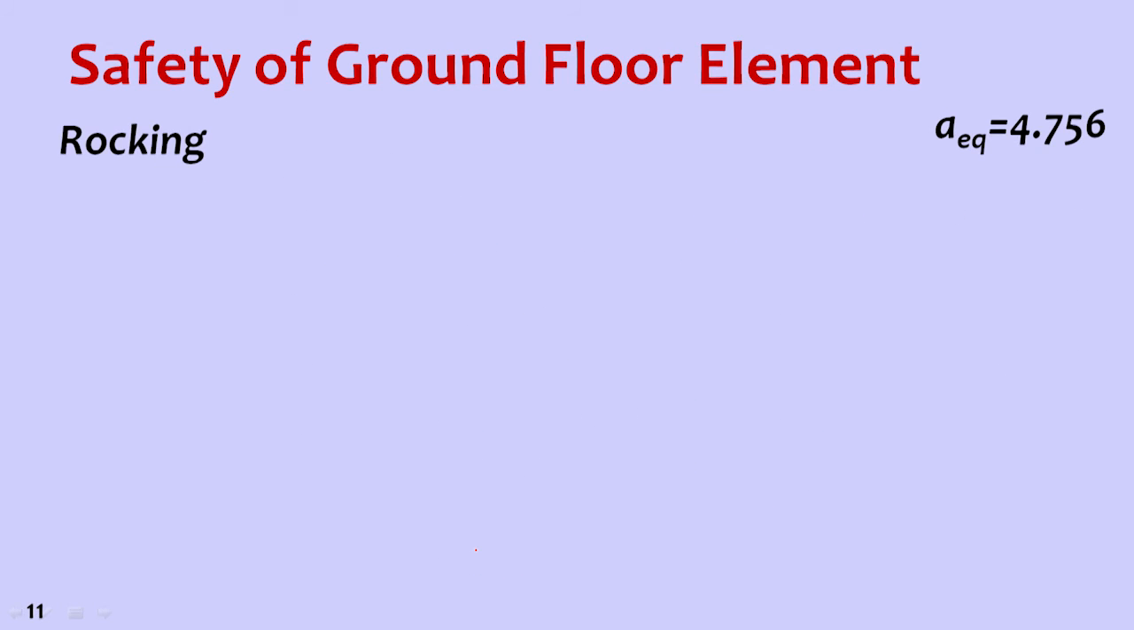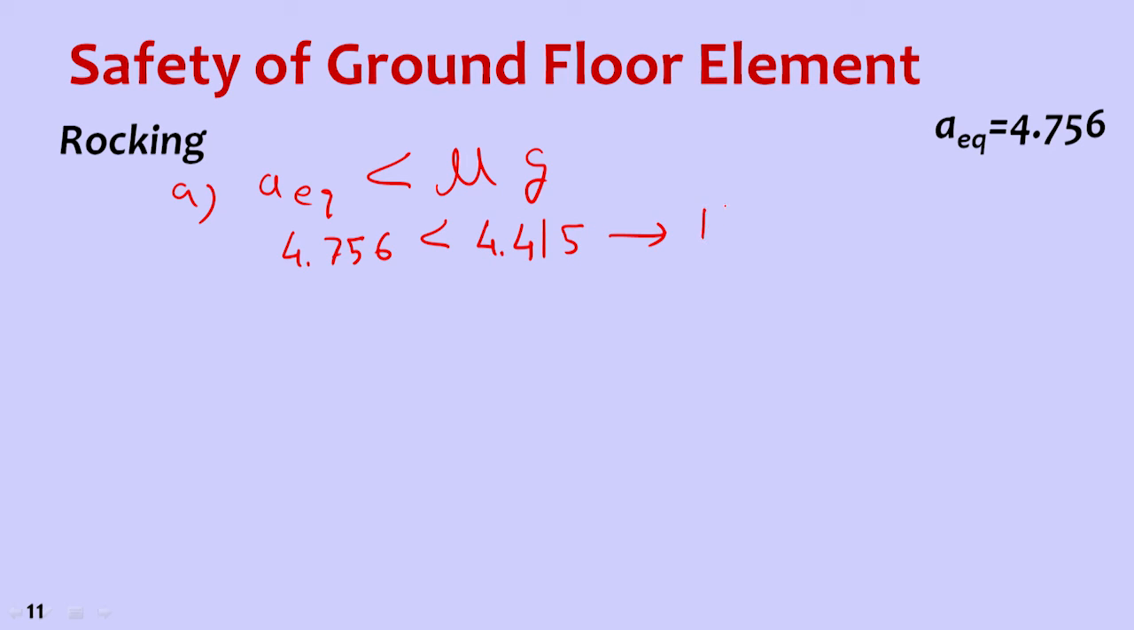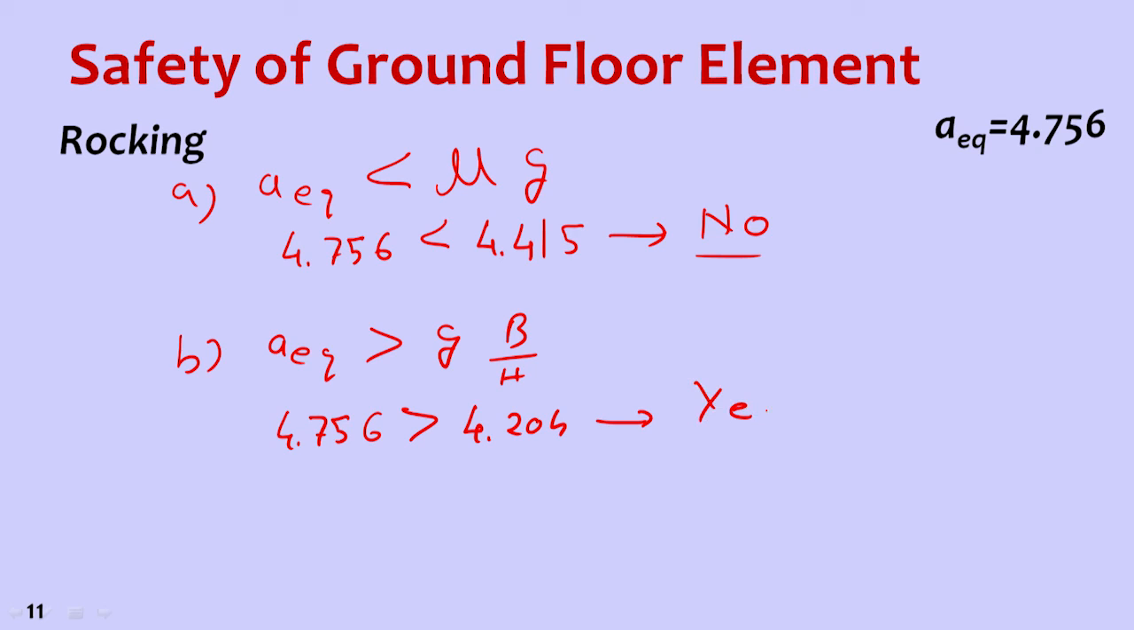Now let us move to the rocking behavior. The first case for rocking is just opposite to sliding, where the acceleration should be lesser than mu into G. So the value was 4.756. Earlier we got it as yes, so it should be no. This is no. And the second case, which we got as no, here it is reverse, so we will get it as yes. AEQ value was 4.756. It is greater than 4.204. So this is yes. So as I said, one of the conditions is getting satisfied. Ultimately, this element at the fourth level is unsafe for rocking.